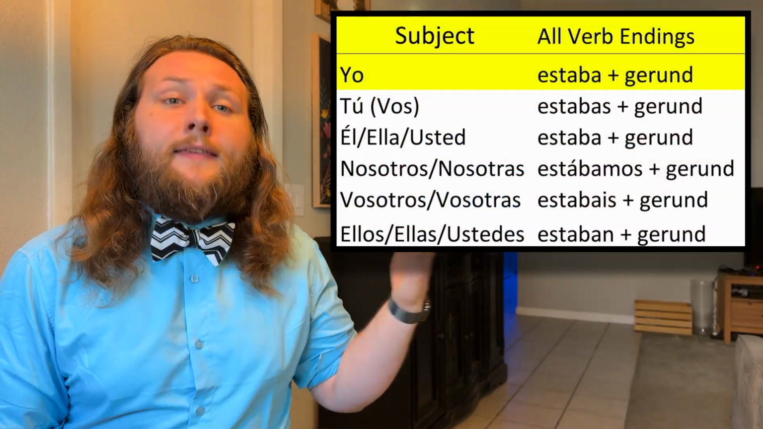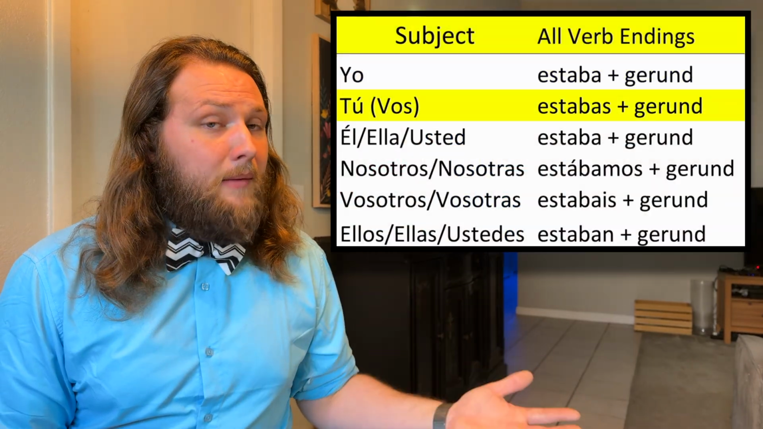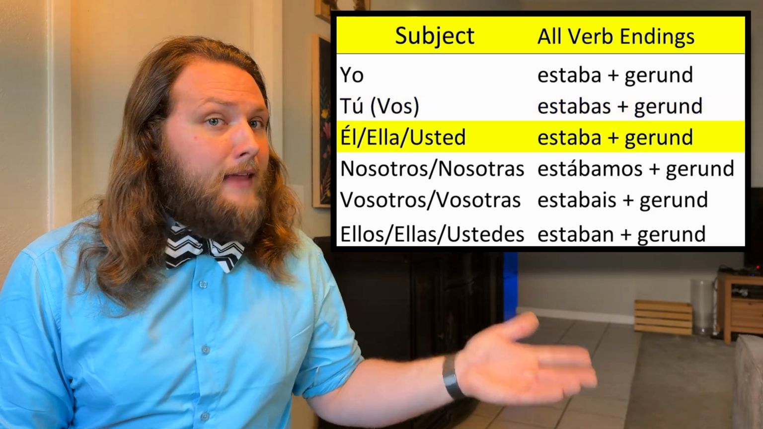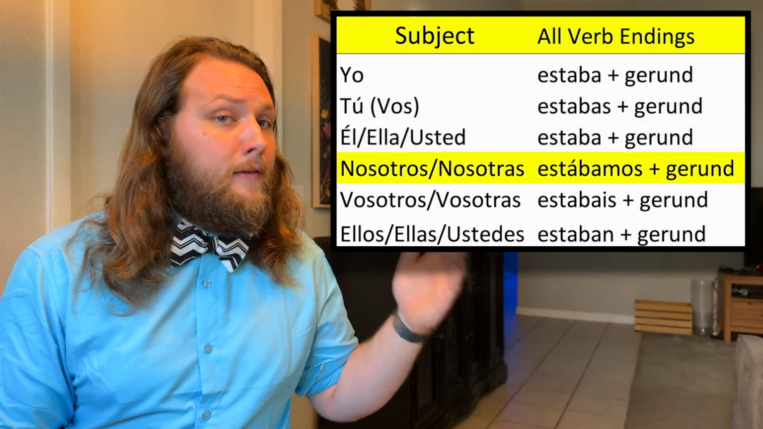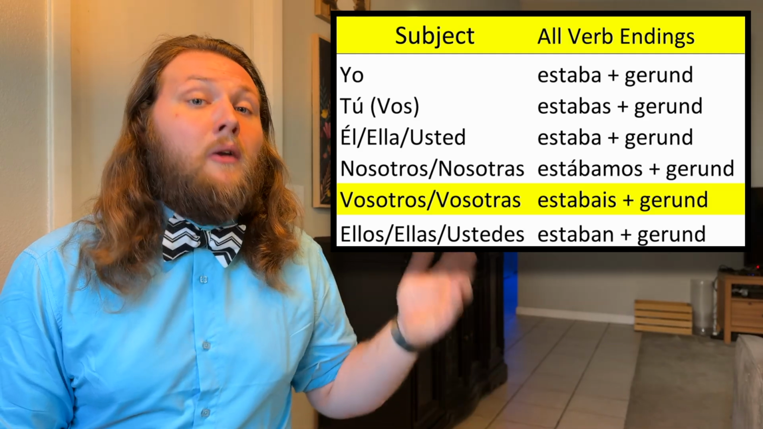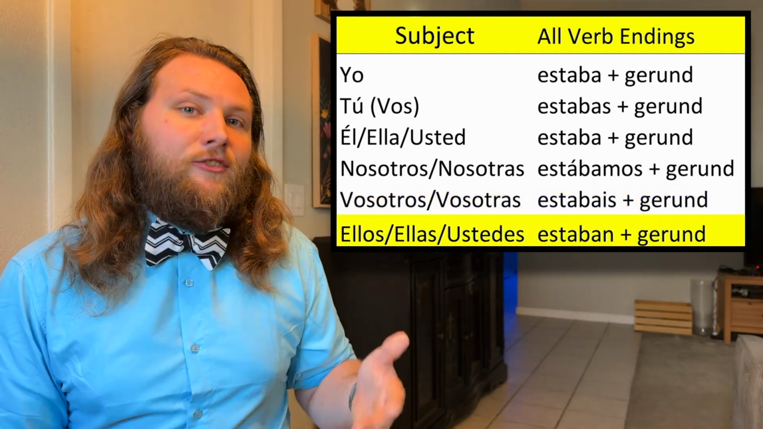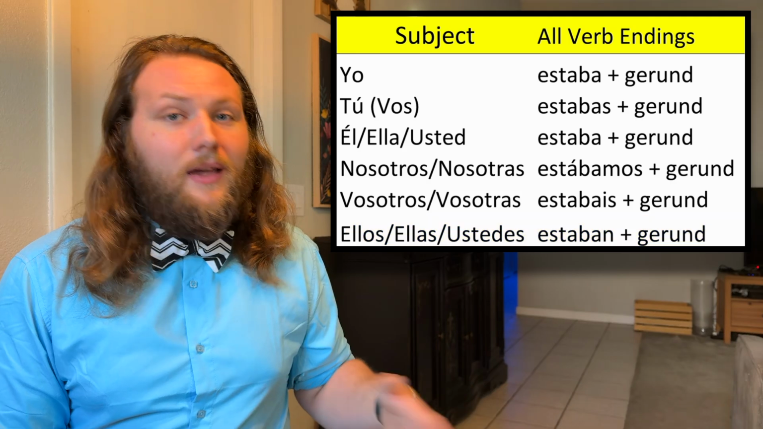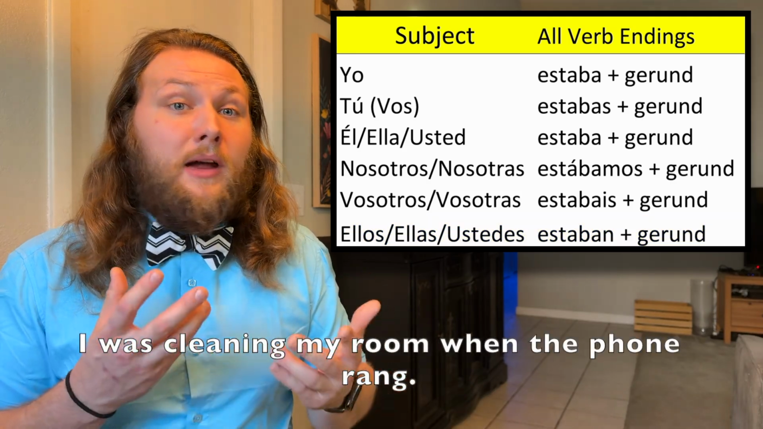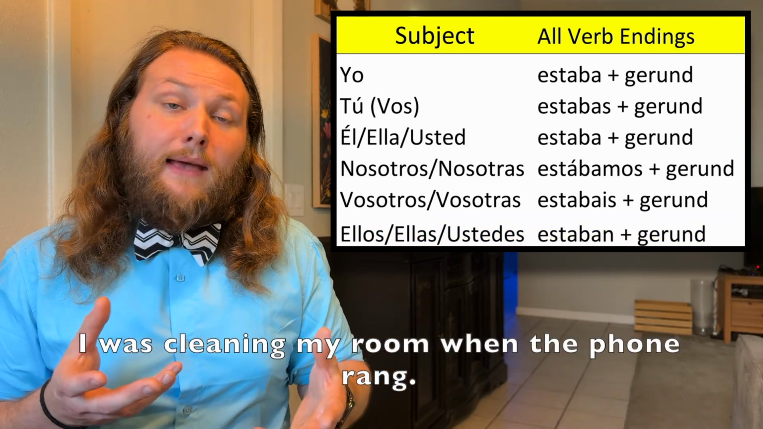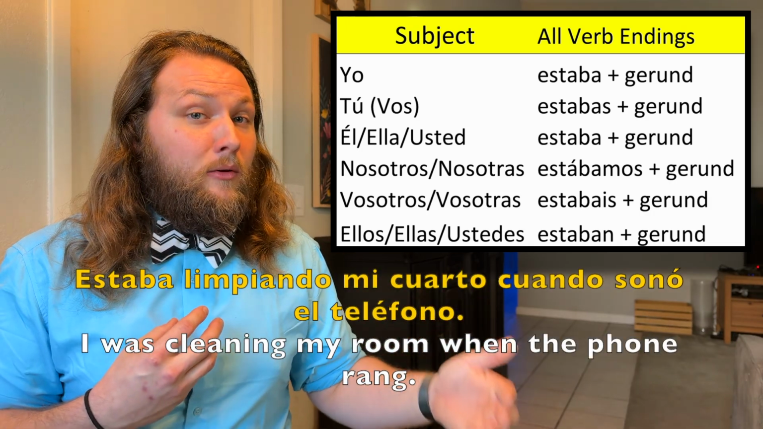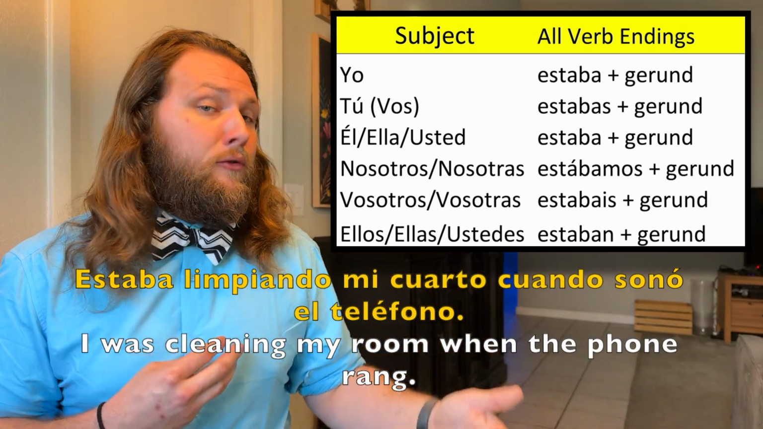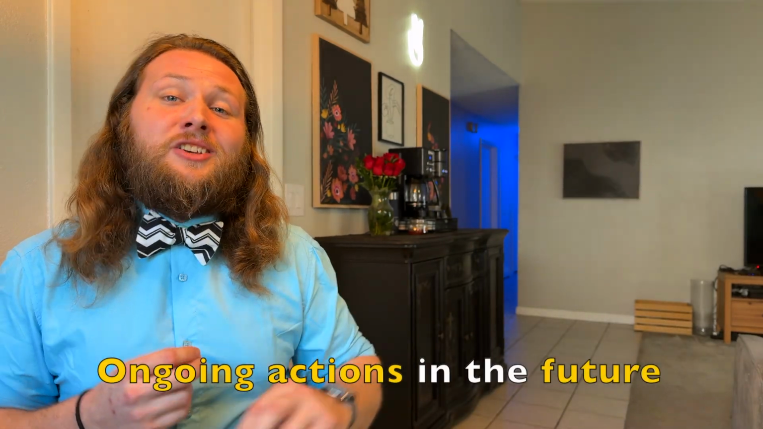So the conjugations for estar are yo estaba, tú, vos estabas, él, ella, usted estaba, nosotros, nosotras estábamos, vosotros, vosotras estabais, and ellos, ellas, ustedes estaban. So to say, I was cleaning my room when the phone rang, that gives us estaba limpiando mi cuarto cuando sonó el teléfono.